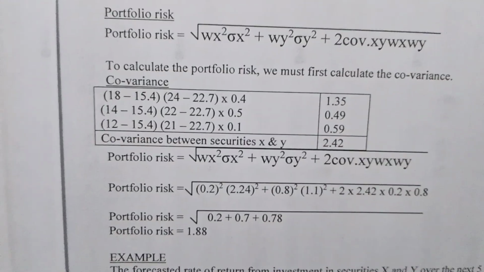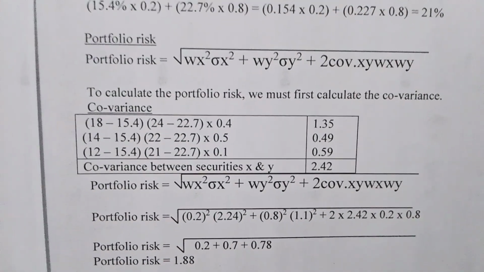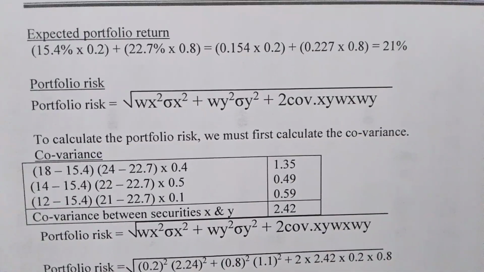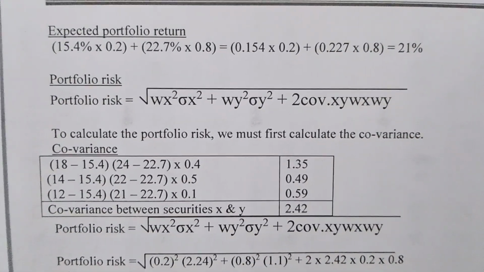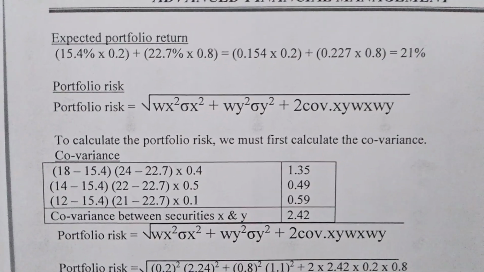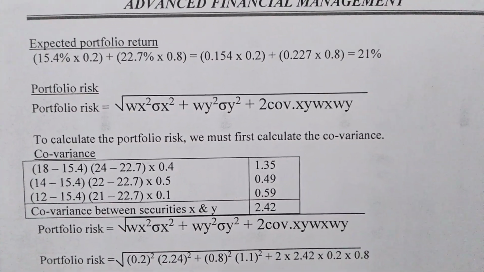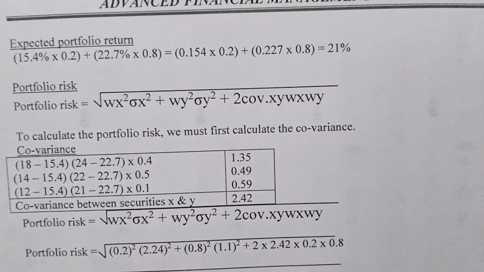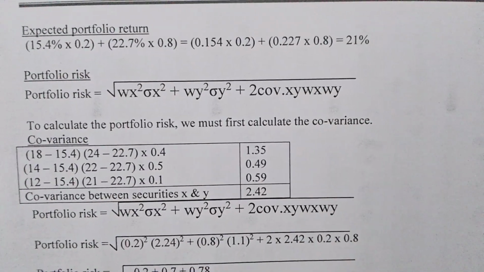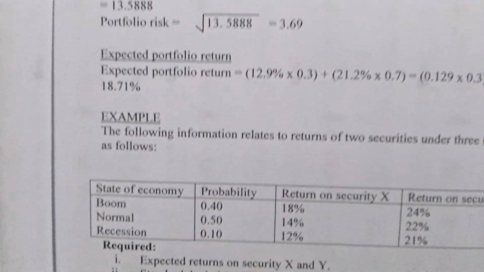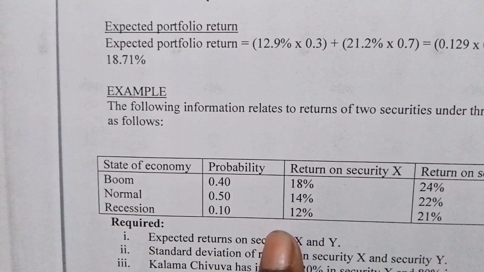So we will be taking the returns on the security minus the expected return, and then we multiply by that of X and that of Y. For example, 18 minus, we take 18, 14, and 12. That is this 18, 14, and 12.